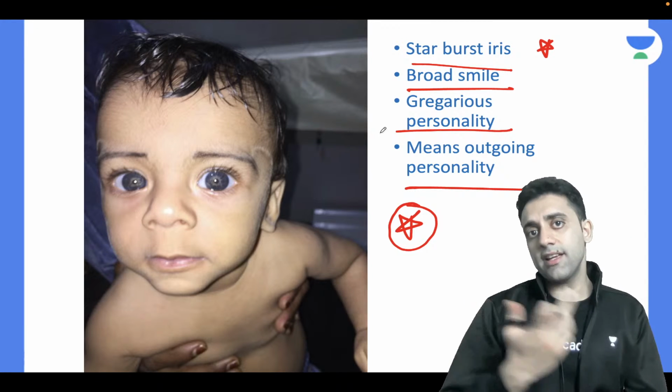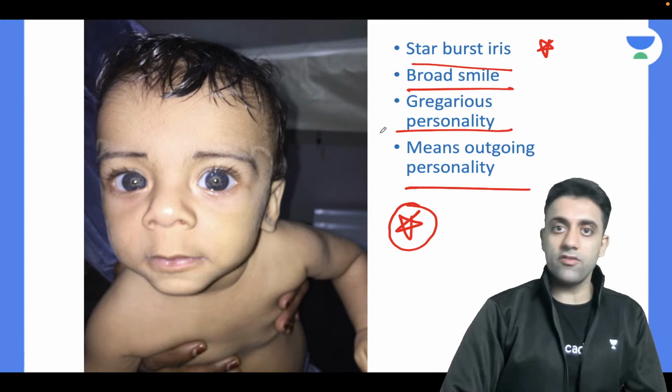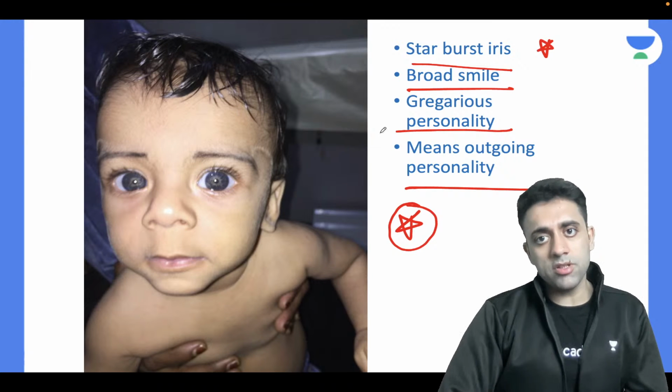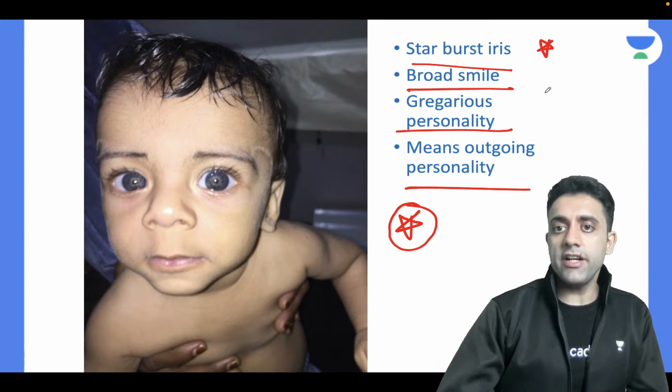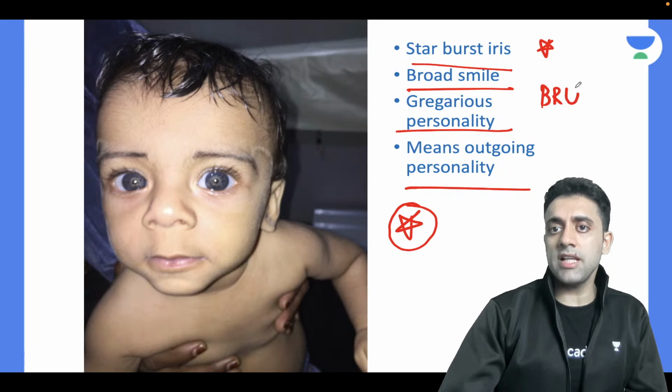So let's link and study. I always have this very bad habit of linking and studying. So starburst iris is seen in Williams syndrome. Where do you see Brushfield spots in the iris?